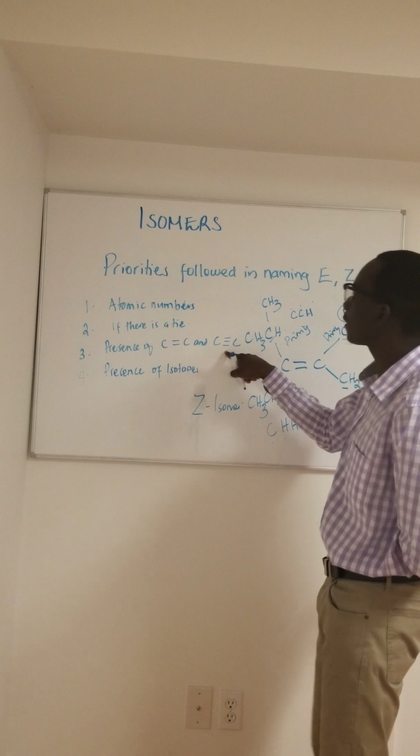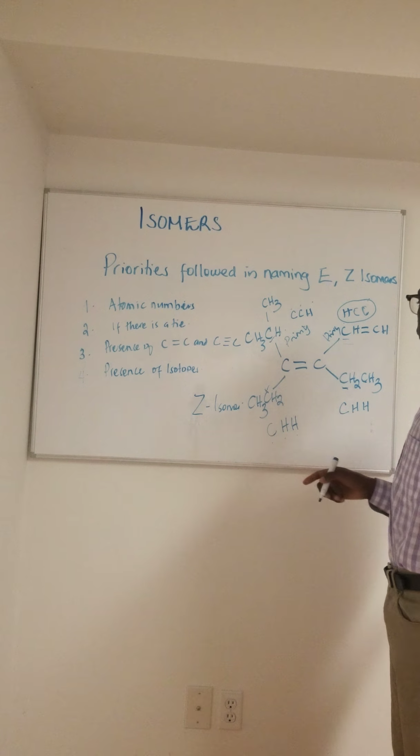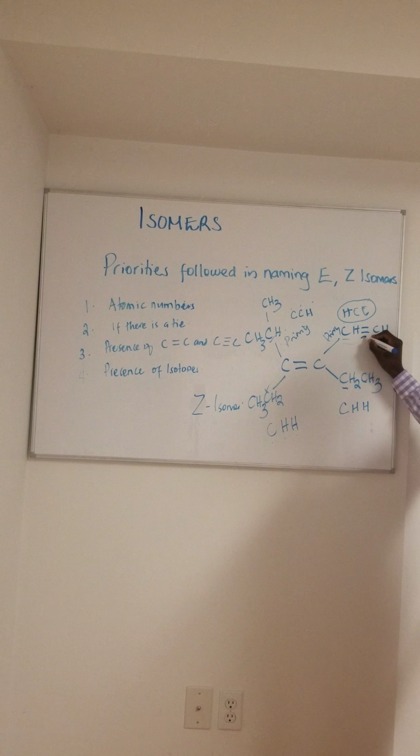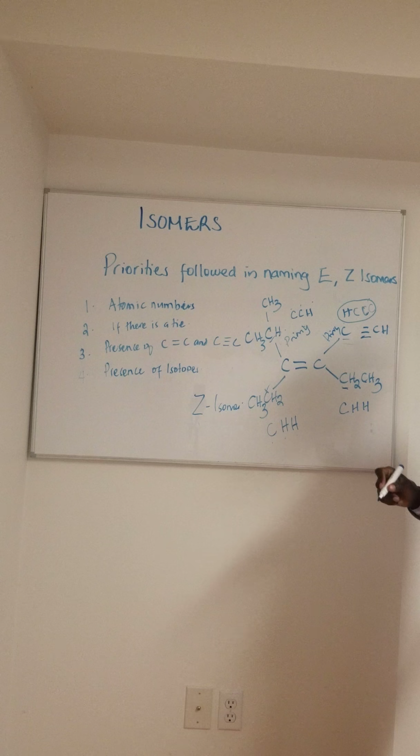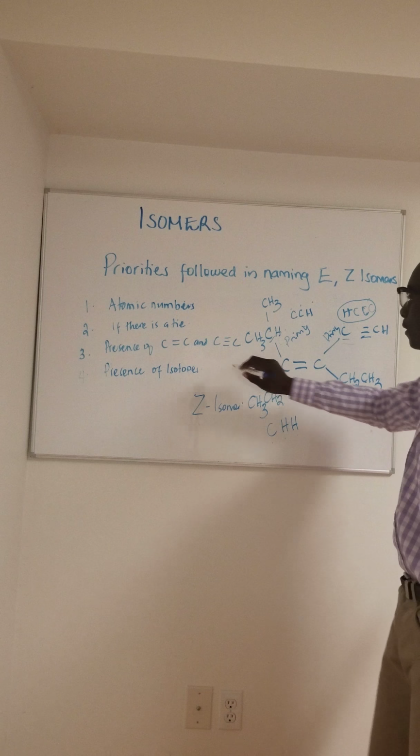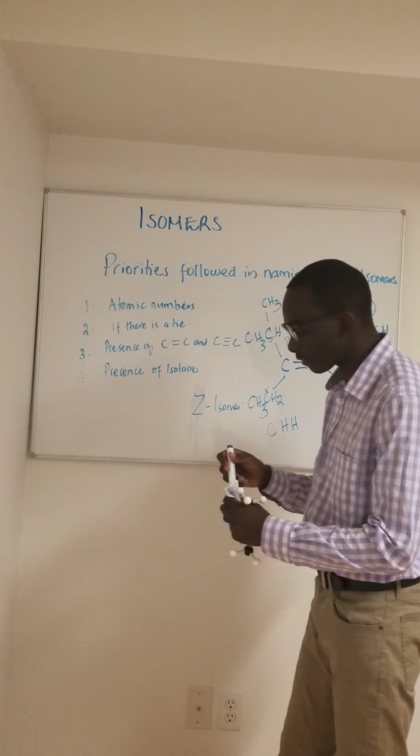So the same applies to the triple bond. If you have a triple bond, then we consider this to be 3 carbons. Then lastly, if we have any isotope.